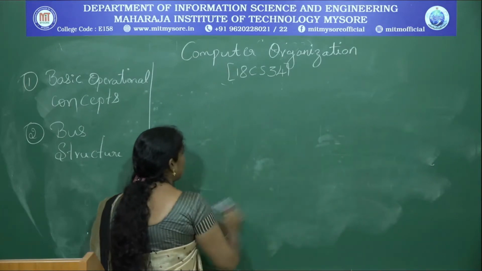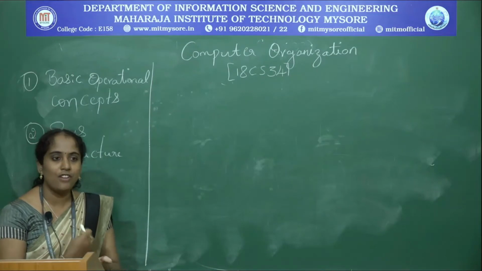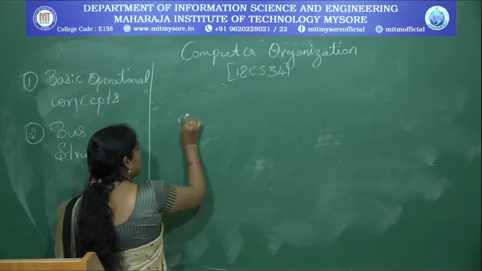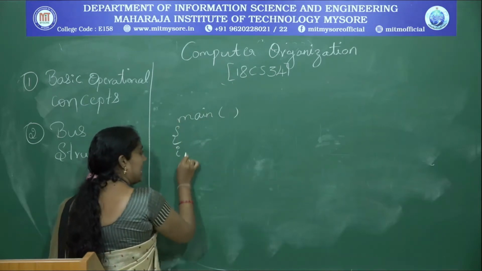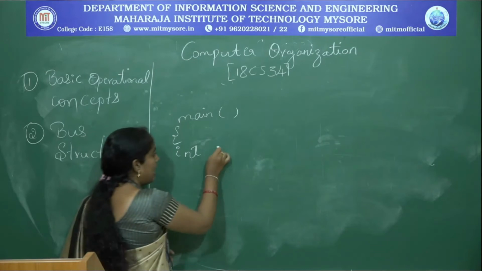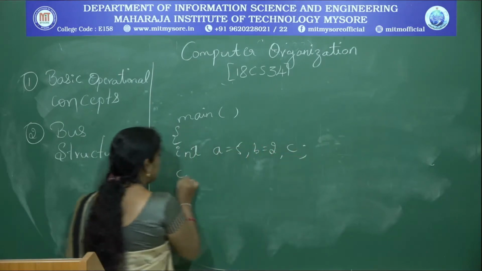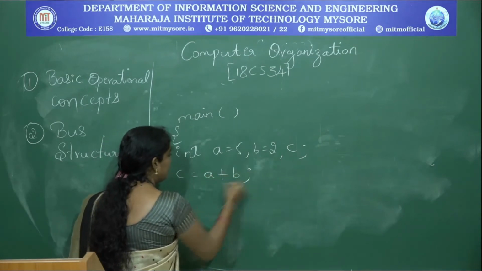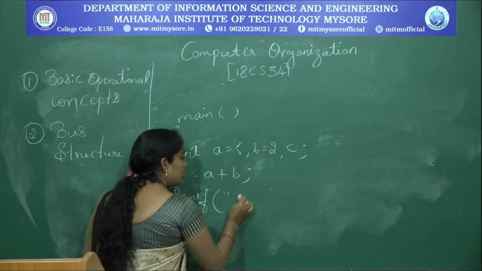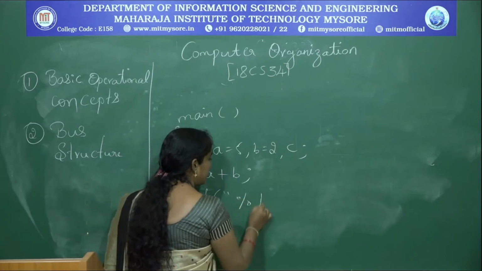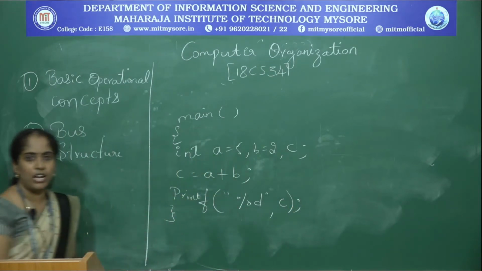In the basic operational concept, take an example of a C program, addition of 2 numbers. Here is your main function, and next the declaration part: int a is equal to 5, b is equal to 2, and c is equal to a plus b. Then we will use a printf statement with %d and c. This is your C program.